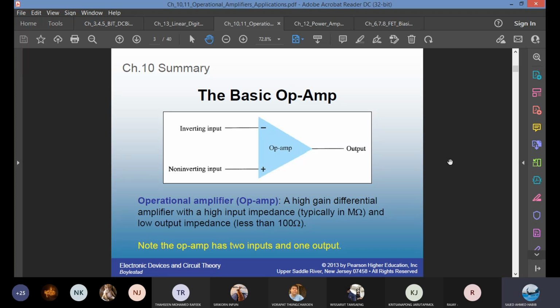Ideally, the common mode is rejected, meaning there will be no output, but in real life there is some output. We call it the common mode rejection ratio. This op amp has a very high input impedance, in the mega ohm range. Open loop gain is 20,000 or more, like 5 digits. Output impedance is low, less than 100 ohm.